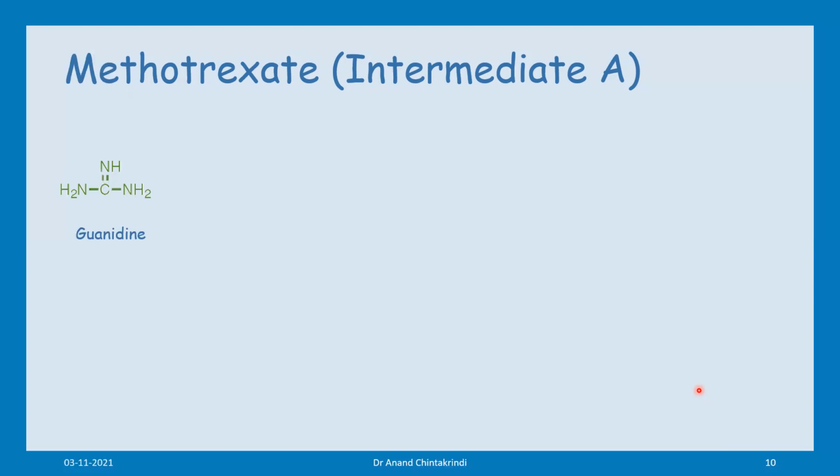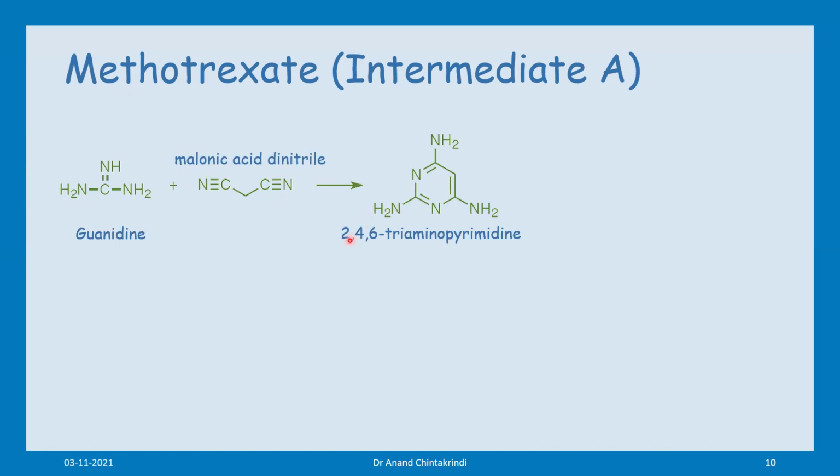Now this starts with guanidine and malonic acid dinitrile. This is a simple cyano derivative of malonic acid, wherein each of the carboxylic acid groups in the malonic acid is replaced with a cyano group, and hence the name malonic acid dinitrile. When you combine these two molecules, guanidine and malonic acid dinitrile, it results in the formation of this pyrimidine derivative, 2,4,6-triaminopyrimidine.